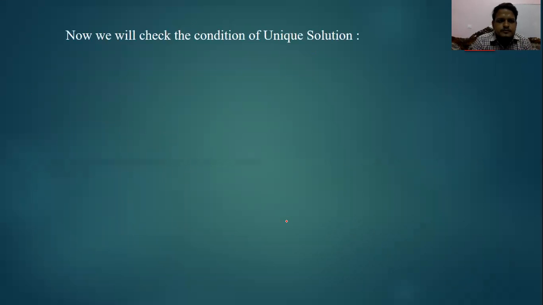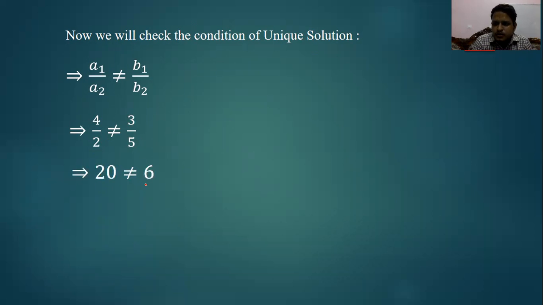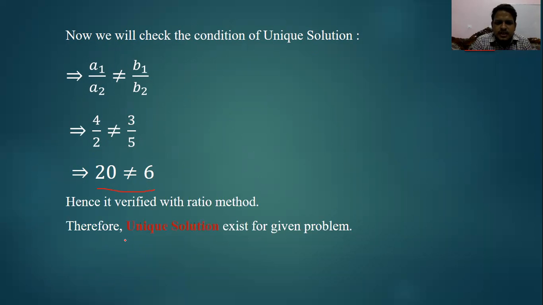So we will see. Now we will check the condition of a unique solution, that is a1 upon a2 should not equal b1 upon b2. Here we are getting 4 upon 2 should not equal 3 upon 5. Now we'll cross multiply it: 4 into 5 and 3 into 2. So 20 will never equal 6. So this is a true statement. Hence the ratio method is verified. From here we can say that we are getting a unique solution for the given problem, and that is x equal to 3, y equal to 4.